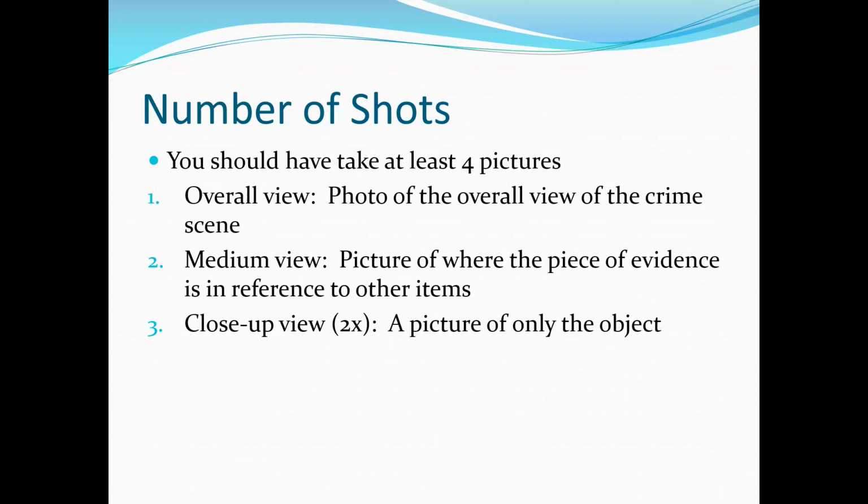Then the close-up view, you need to take 2 of them, and this is a picture of the object only. And as far as the 2 are concerned, one is with a ruler, one is without a ruler. So this is only one piece of evidence. For my more visual people out there, let's look at some examples.